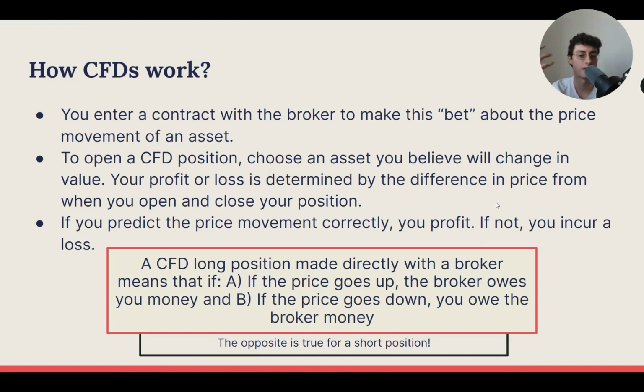If you predict the price movement correctly, you profit. If not, you incur a loss. So instead of the broker giving you money, you owe the broker money if you predict wrongly. In this example, a CFD long position is made directly with a broker, meaning that if the price goes up, the broker owes you money, and if the price goes down, you owe the broker money. The opposite is true for a short position. If the price goes down, the broker owes you money, and if the price goes up, you owe the broker money, because it's going the opposite way that you want it to.